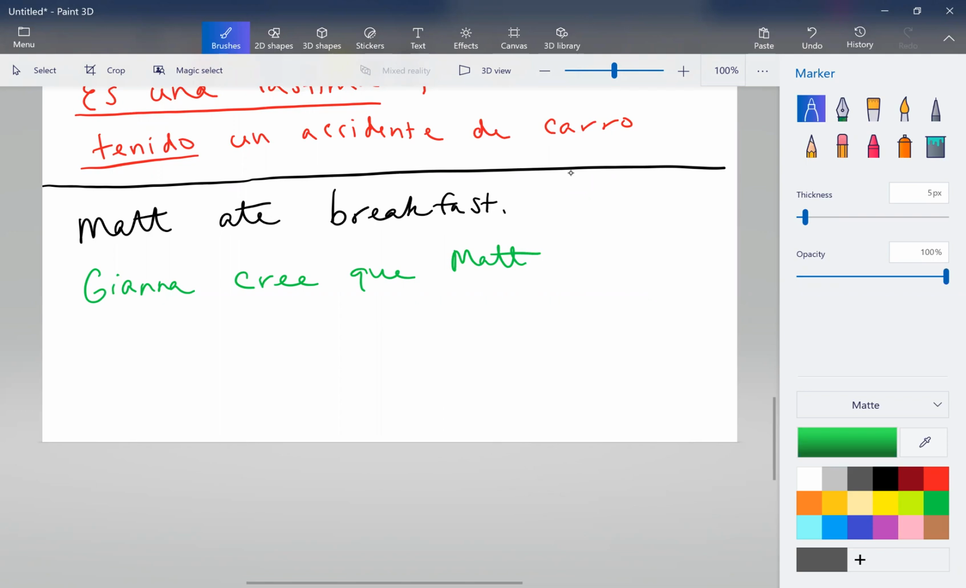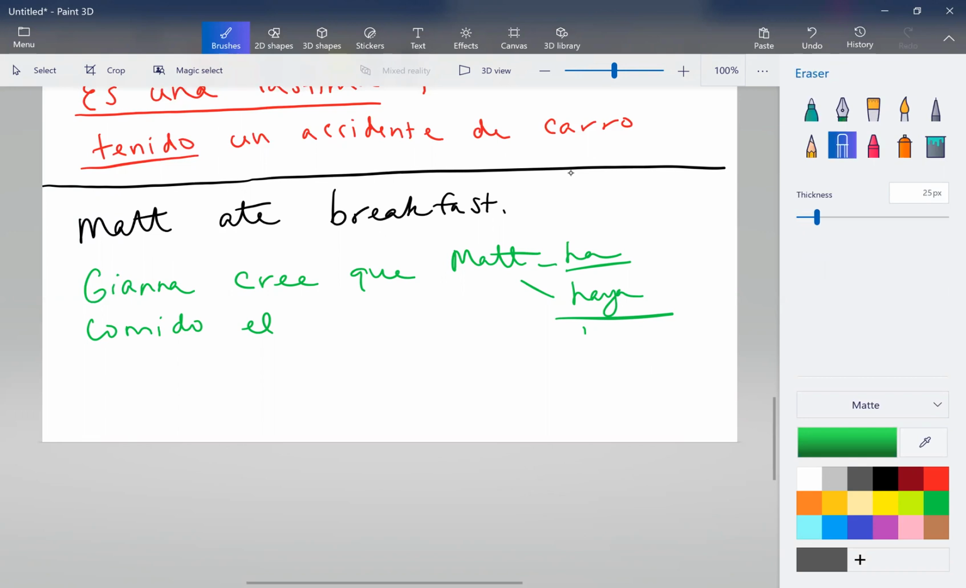Do we want a or aya? Wouldn't it be a? Yes. Because it's singular? No. A and aya are both singular and both match Matt because they're both in the él form. But a is the indicative and aya is the subjunctive. Because Gianna is saying that she believes that you did eat breakfast, we use the indicative because there's no doubt.